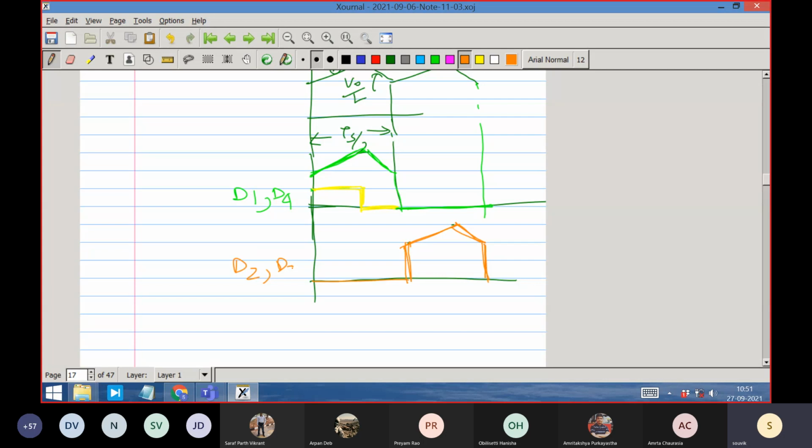This is ID2. That will be the current. Sir, what is the yellow graph and the green graph in D1 and D4? This is ID1, oblique ID4, same current. Okay, so this is ID2, oblique D3, same current.